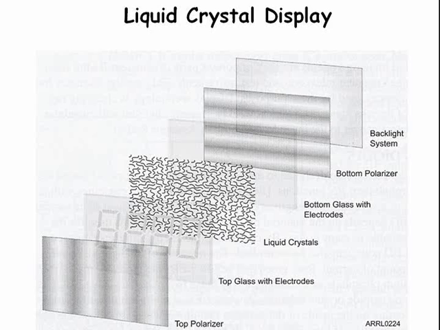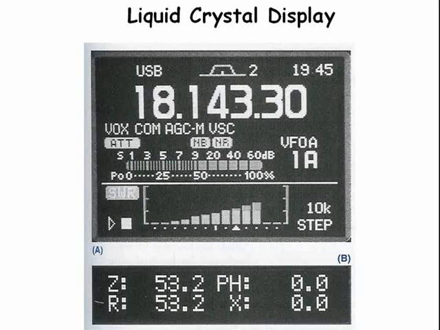LCDs consume very little power. LCDs are slow to operate at low frequencies and may be damaged by high temperatures. LCDs are used in a variety of ham radio equipment.